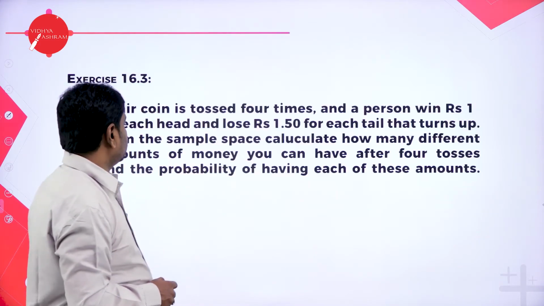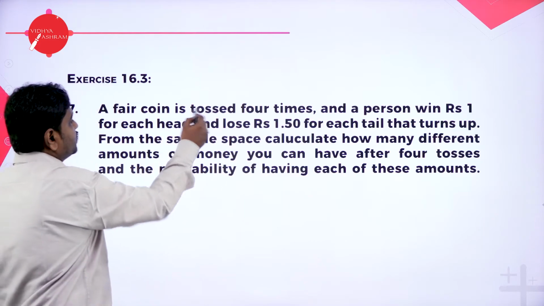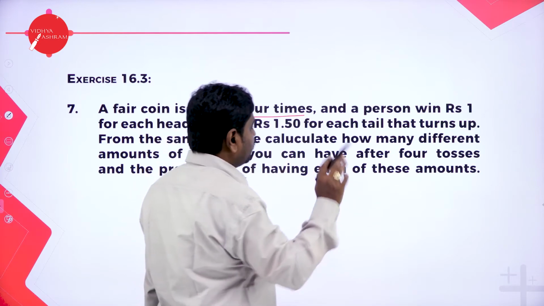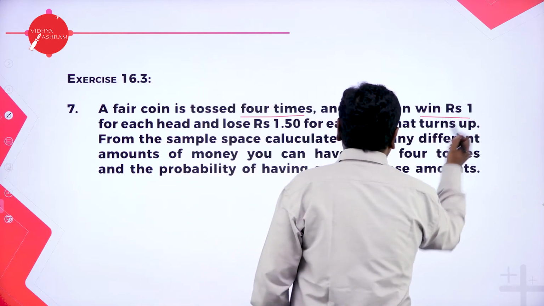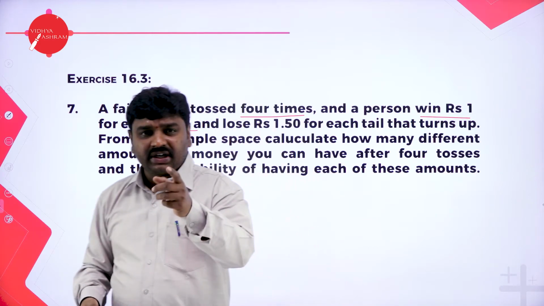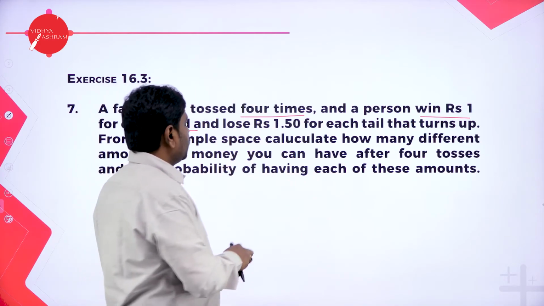The next question. A fair coin is tossed 4 times. We are tossing the coin 4 times. A person wins 1 rupee for each head, when you toss and get a head, you will get 1 rupee, and loses 1.50.